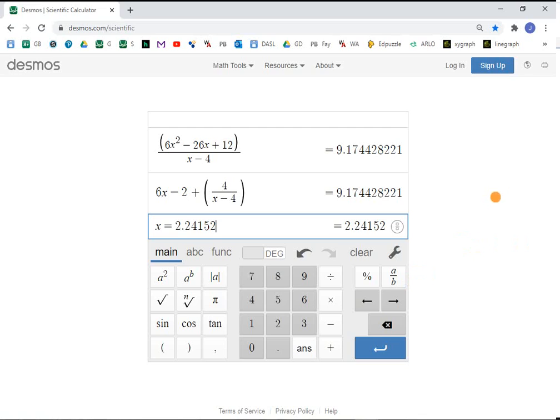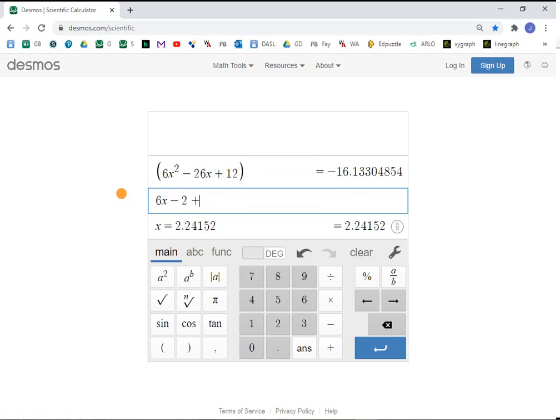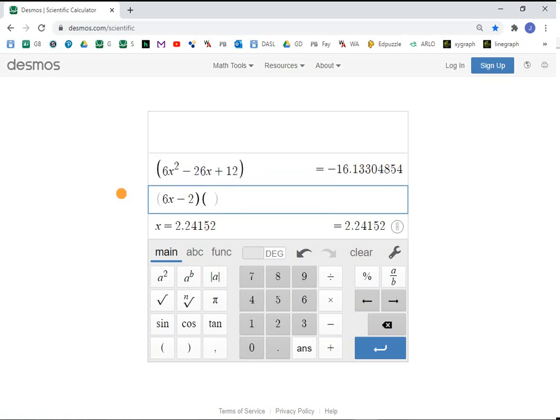You can do it that way. Okay. So another thing, if that's the case, let's take this one. We said 6x squared minus 26x plus 12. That's my original polynomial. Is that the same thing then as 6x minus 2 times, what was it, x minus 4, sorry, and then plus 4? So those are the same thing, right? Okay.